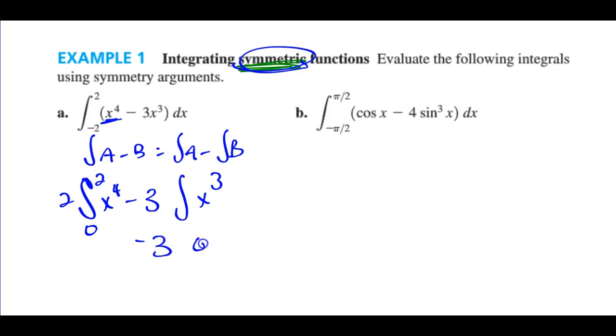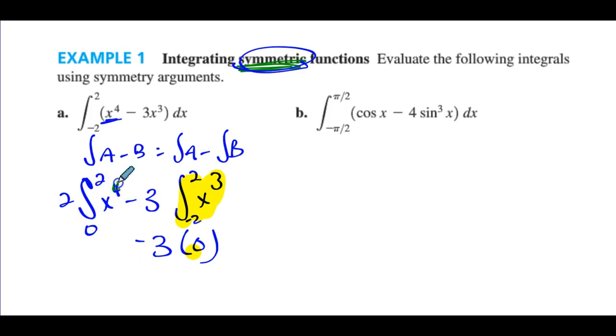So this would be -3 times 0 because I'm going from -2 to 2. But this is an odd function. So that's why this whole thing goes to 0, which helps me a lot. I don't have to integrate that at all. The only thing I have to integrate is this over here.